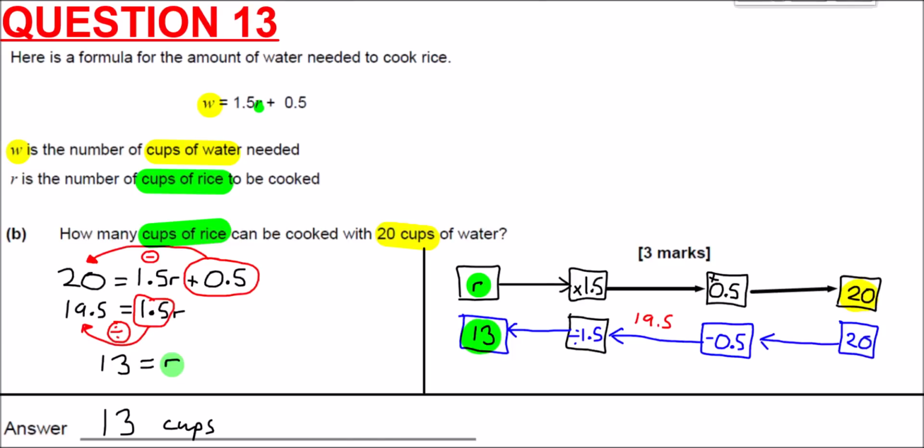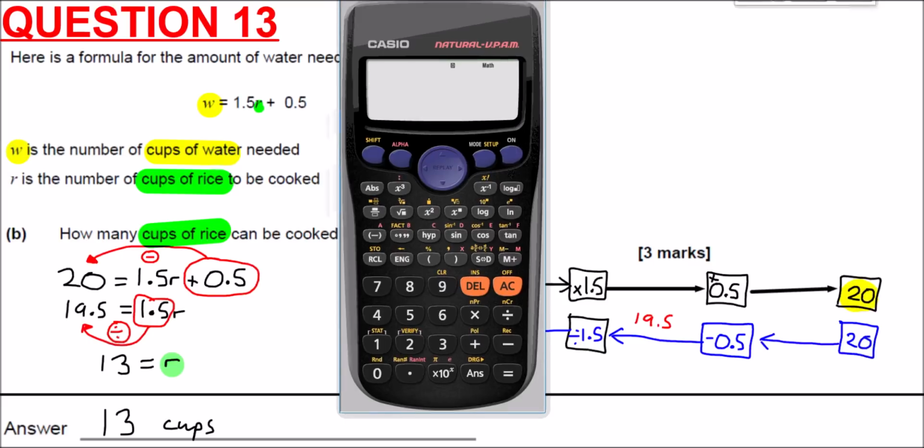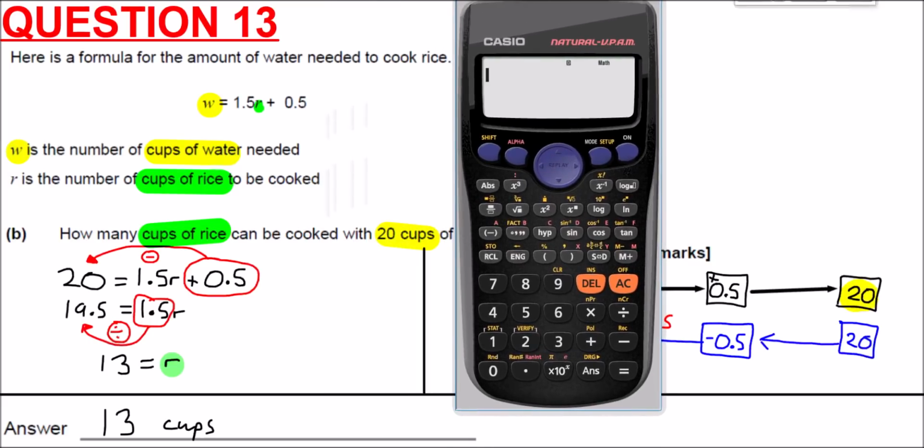A final way I'll show you is we can substitute into the formula as many times as we want, and by trial and improvement we would eventually get the answer. W is going to be 1.5 multiplied by whatever R is. So maybe we could guess it's 8, then always plus 0.5 at the end. That was 12.5. But we know that it should come out to be 20 cups, so 8 was too small. So we could go back and guess 9.